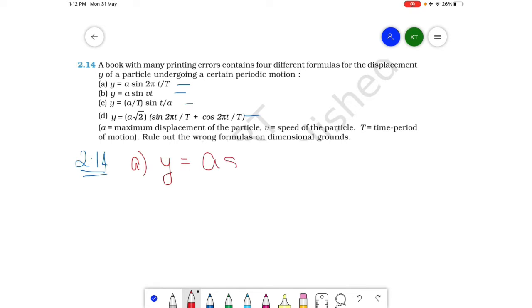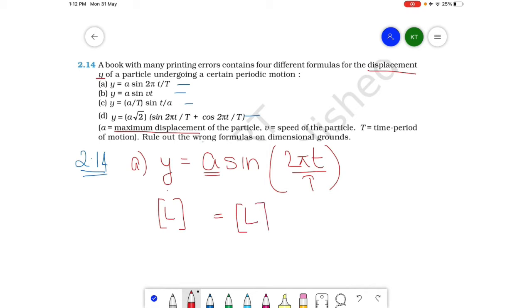Okay, so the first formula, part A of the question, is y equal to a sine 2 pi t by T. Now, y is the displacement, which means it is length. So LHS here is L. What about the RHS part? A is given as the maximum displacement of a particle. Its dimensional formula is also L.